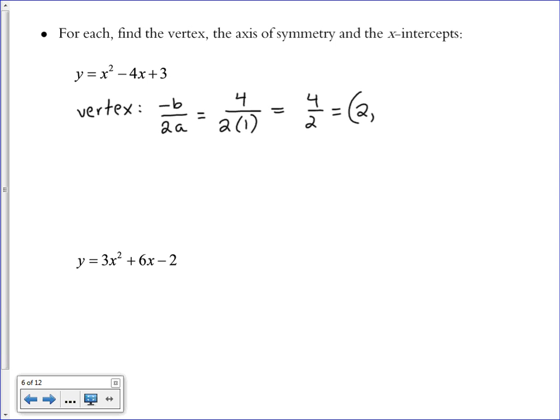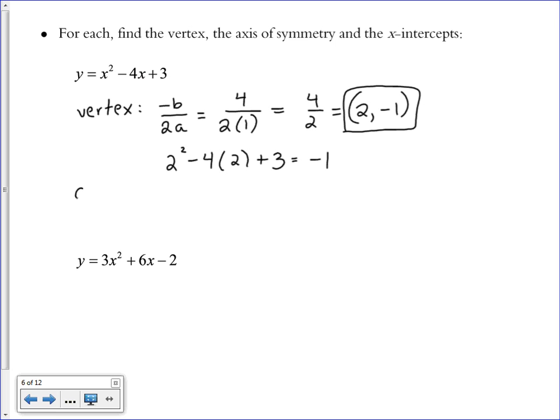In order to get the y value that goes with it, we take that answer that we just got and plug it into the function. So I'll show that work here. We got 2 for our x. We're going to plug it into the function and evaluate. 2 squared is 4, minus 8, which is negative 4, plus 3, which is negative 1. And so that means that the coordinates of the vertex are (2, negative 1).